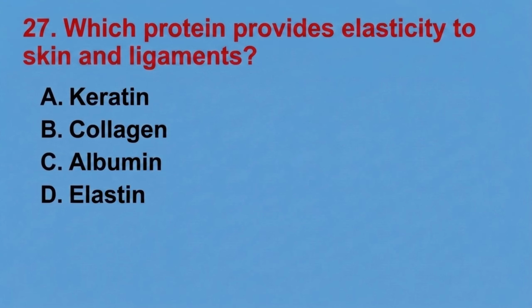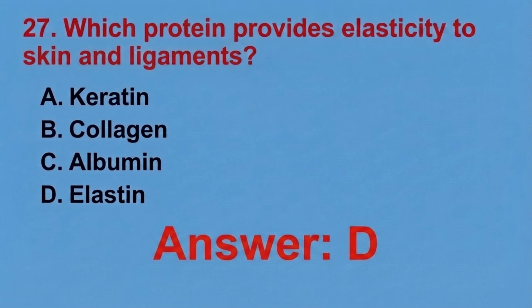Alright, so the correct answer is D, elastin. Elastin is a structural protein that allows tissues such as skin, lungs, arteries, and ligaments to stretch and return to their original shape. Its elastic properties are essential for normal tissue function. Then why are the other options wrong?